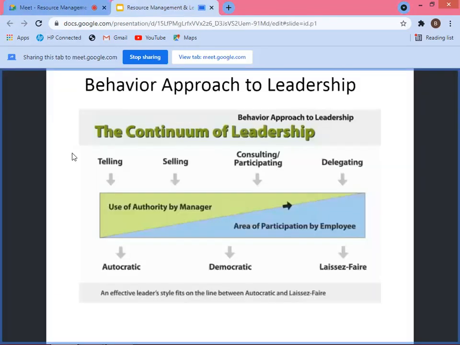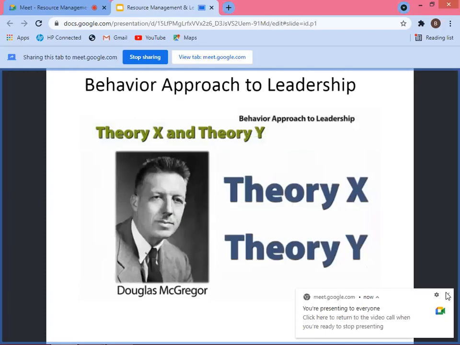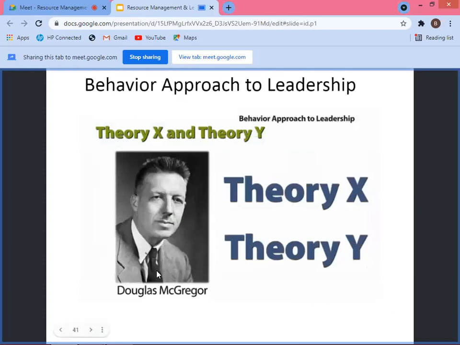Okay, let's go to the next one. The next one would be Theory X and Theory Y. This is by Douglas McGregor. I think it was in 1958 or 1960, early 60s. Theory X and Theory Y. What's Theory X and Theory Y?